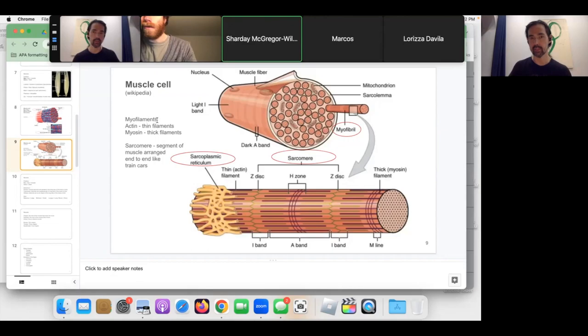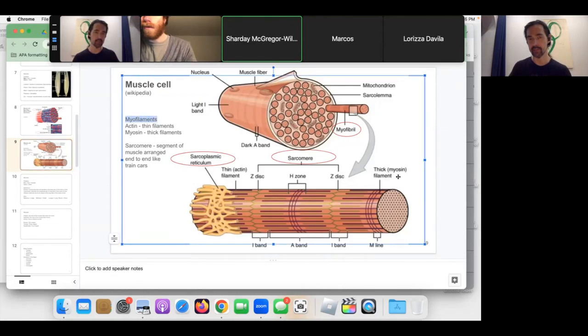So they are called collectively myofilaments. The actin and the myosin filaments are myofilaments. Myofilaments are the actin, thin filaments, and the myosin, thick filaments. How are you going to remember which one is thin and which one is thick? Well, alphabetical works for me.